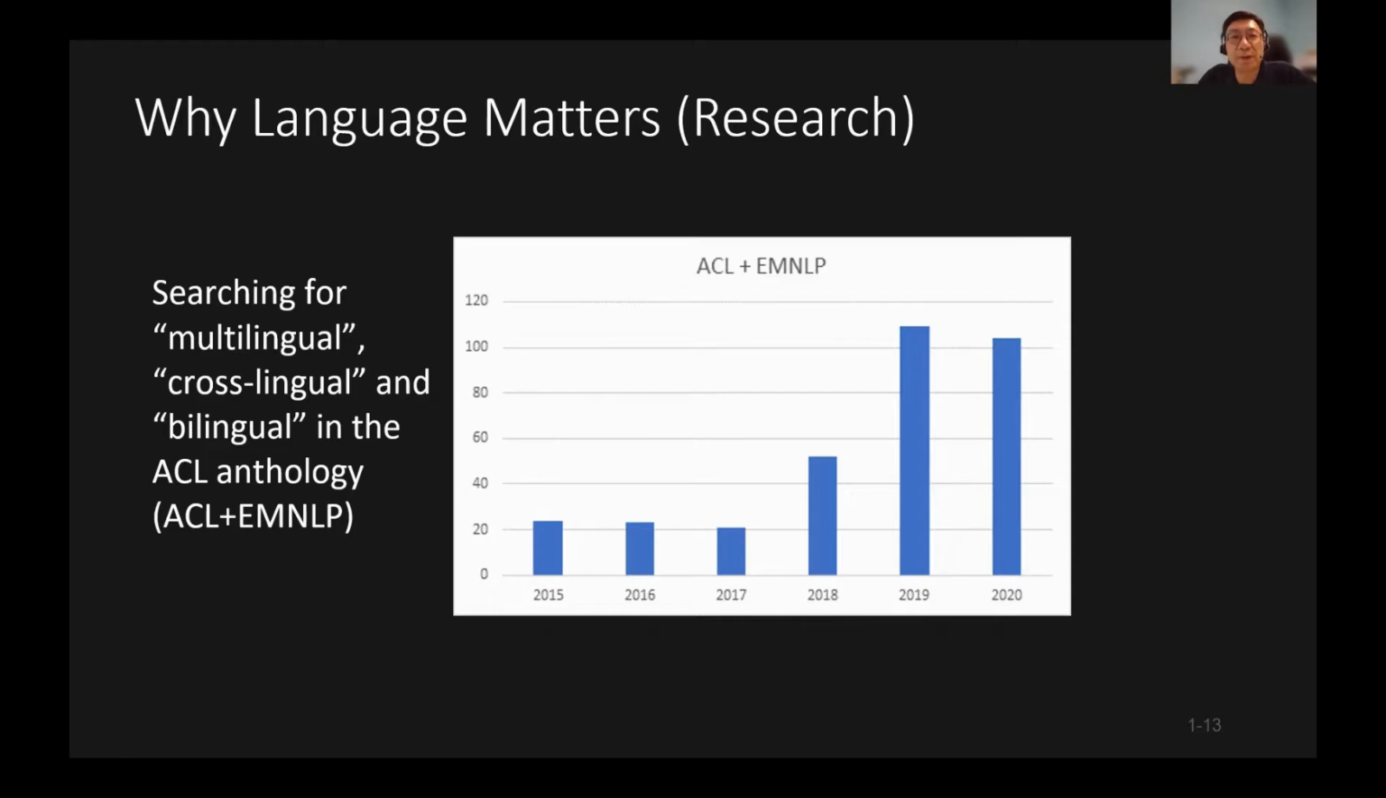So all the previous applications and challenges are not only interesting to industry, they also attract intensive interest from the research community as well. If we search for multilingual, cross-lingual, and bilingual in the ACL anthology, which includes the ACL and the EMNLP conferences, we see that the number of papers has been increasing very fast. In particular, in the past 2 years, it has become a very hot topic.